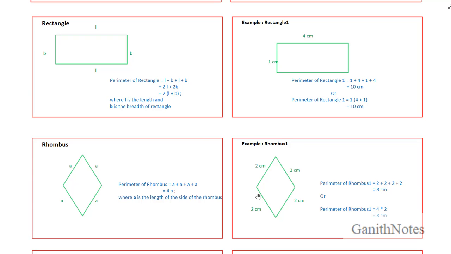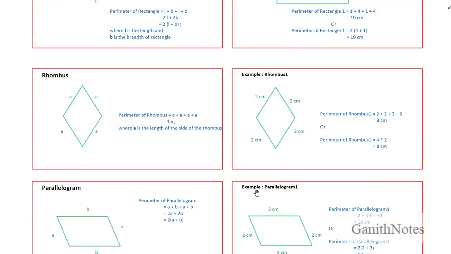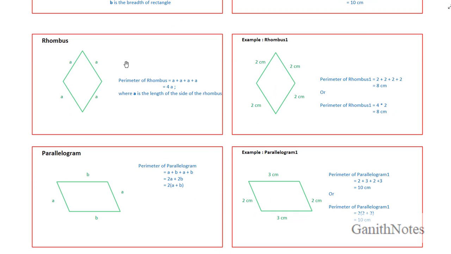So moving on to the next type of quadrilateral, which is a rhombus. A rhombus has the length of all four sides equal. So if we have a rhombus of side length a centimeters, the other three sides will also have length a centimeters, and the perimeter of the rhombus will be adding up the side lengths of each of the sides, which is equal to a plus a plus a plus a, which is equal to 4a, where a is the length of the side of a rhombus.